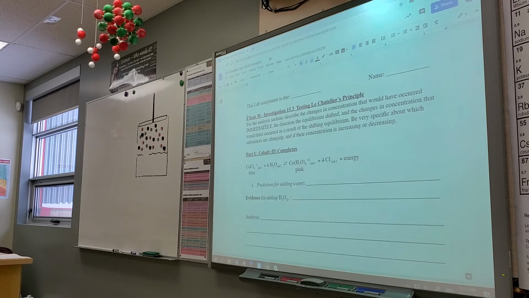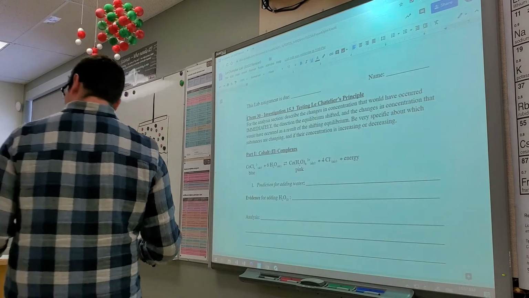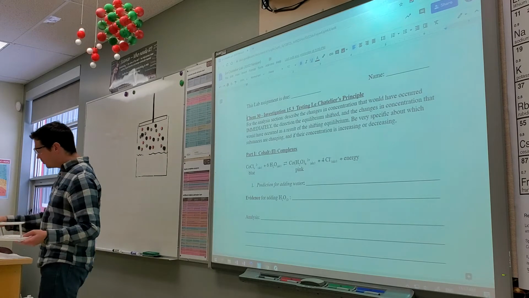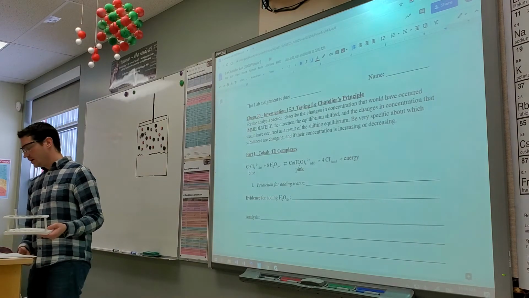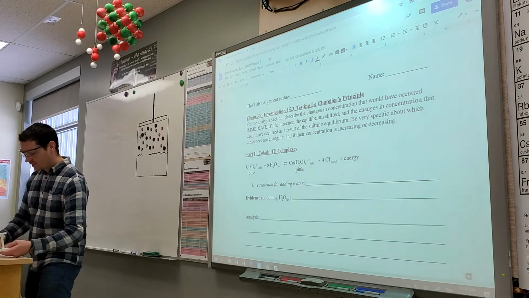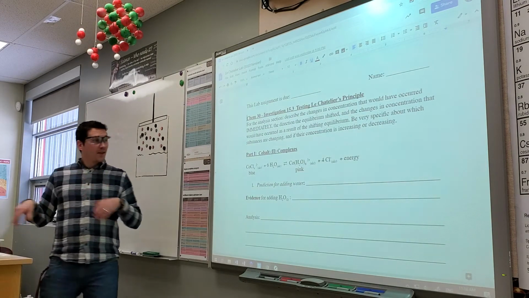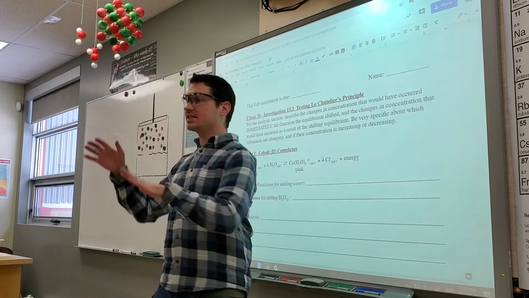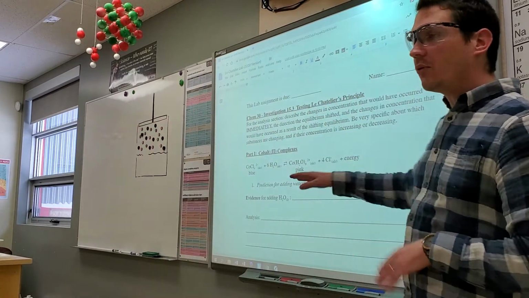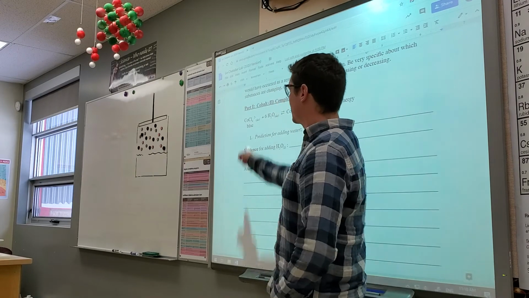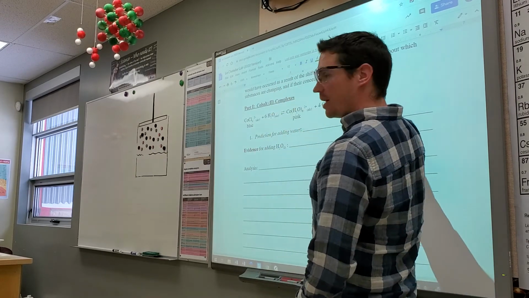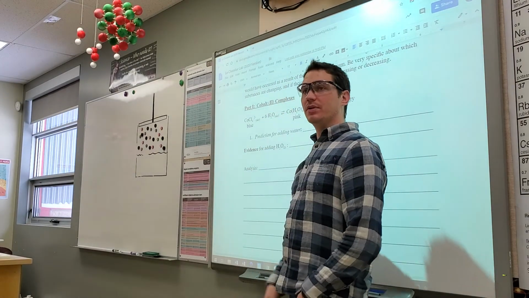I'm not giving you a procedure, and I'm not putting you in lab groups. If you want, just be in a lab group, right? You've worked in lab groups previously when we were doing the dynamic equilibrium thing. Okay, let's just take a look. It says part 1 and part 2. So part 1 is these cobalt-2 complexes. This is a chemical reaction that's in equilibrium.